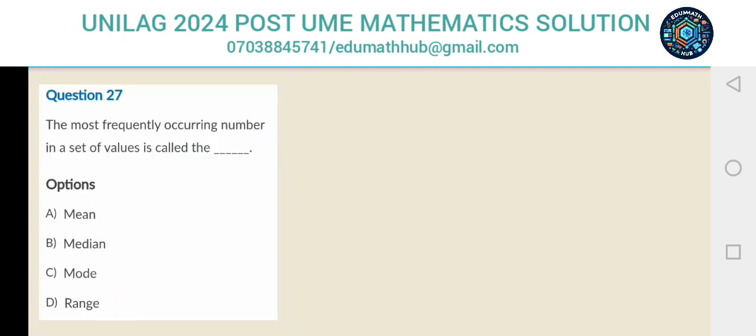The next one, we are told that the most frequently occurring number in a set of values is called this. This one is very obvious. The answer is mode. Okay, the answer is mode. Next one.